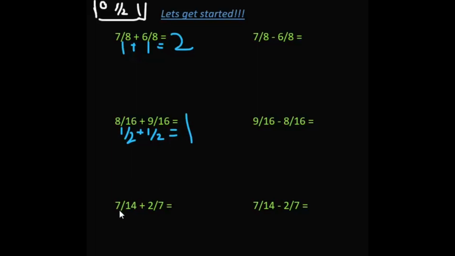The next equation is 7/14 plus 2/7. First of all, we have to find common denominators while adding and subtracting. So let me show you what a common denominator is first. So we have our 1/4 here. This bottom number is called a denominator. And we have a top number too. We can't leave it unnamed. So we have a name for this one too, and it's called the numerator.